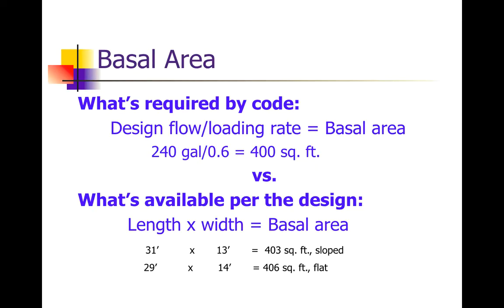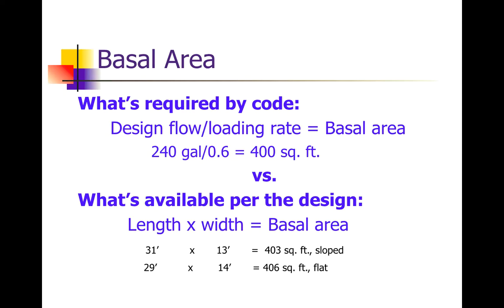Now, it's suggested that on our designs we actually do show the calculation for what the minimum square footage is needed by code. That would be the 240 gallons divided by 0.6 to get us our 400 square feet. And then we always should show what the actual basal area will be once the system is installed.